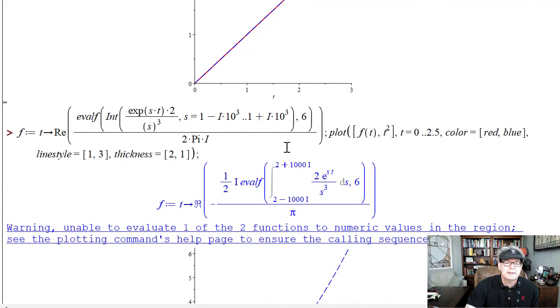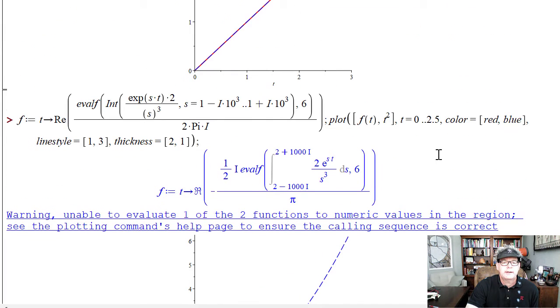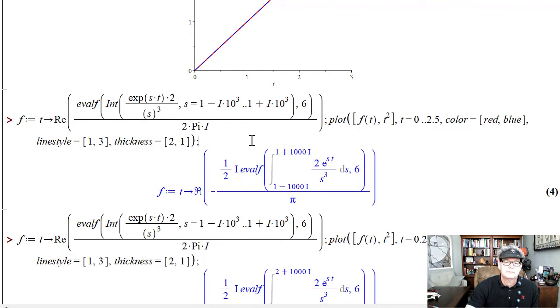Well, continuing, the Laplace transform of t squared is 2 over s cubed. So the inverse transform of 2 over s cubed should be t squared. This one, I don't think computes. I'll give it a shot, but I gave up on time at some point. I think I'll give up on time right now.